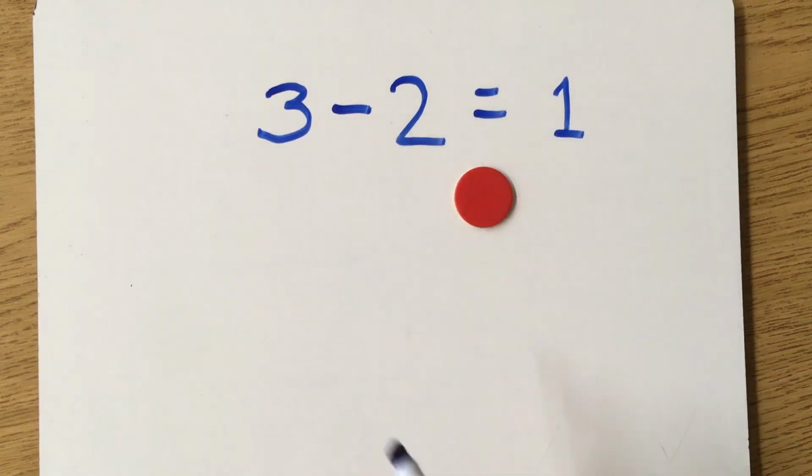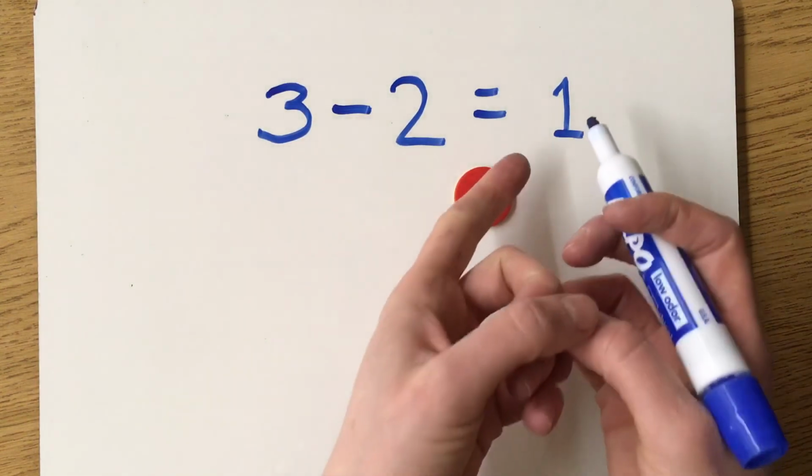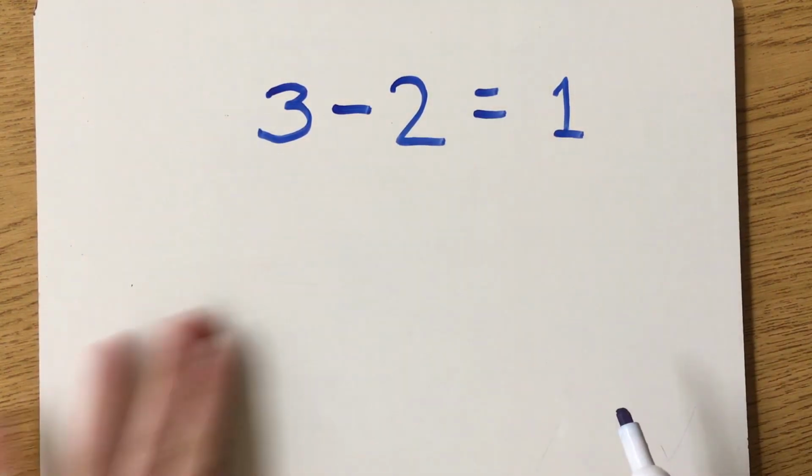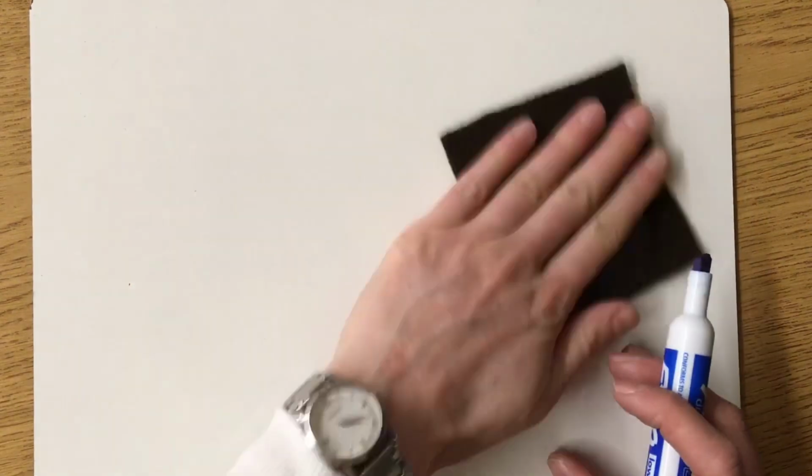The takeaway or minus symbol tells us we are getting smaller. We're taking away from our original whole group and making a smaller number. If you don't have counters to show a subtraction problem, you can draw a picture. Here's an example.